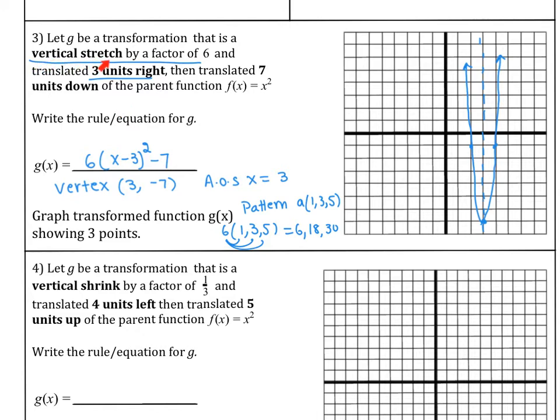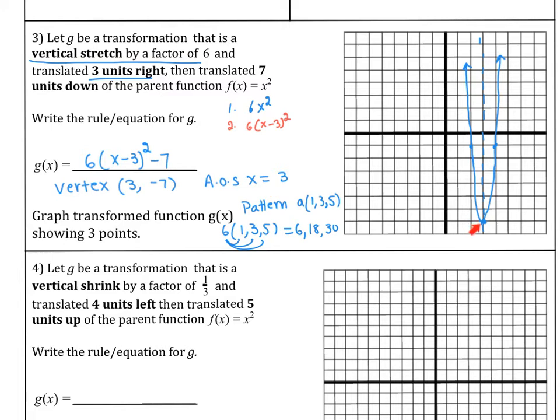So the first thing to do is a vertical stretch by a factor of 6, which means 6 times x². So that's the first step. Second step, you're going to move the function 3 units to the right, so x minus h, or (x - 3)². And then the last one is down 7 units. So this is going to be your g(x), that is a transformation of parent function f(x). Now the vertex is going to be (3, -7), and the axis of symmetry is x = 3.